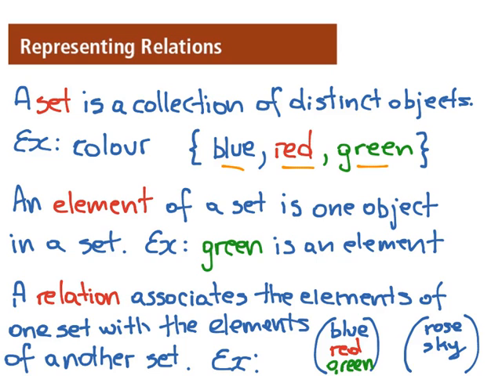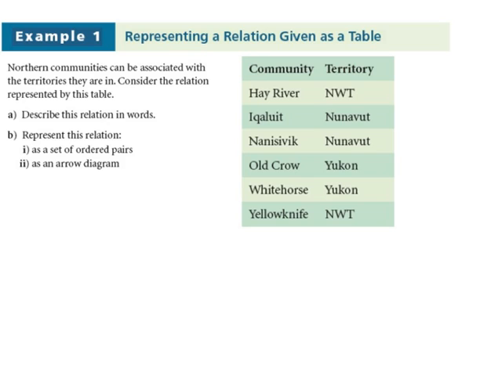Now, the way that we associate these elements is that we know the sky is blue, so we're going to have an arrow pointing from blue to the sky. We also know that some roses are red, and some roses are green. And this is called the arrow diagram for our relation. Let's use these definitions to answer the following example.